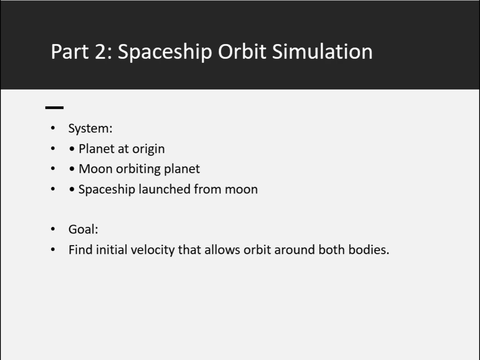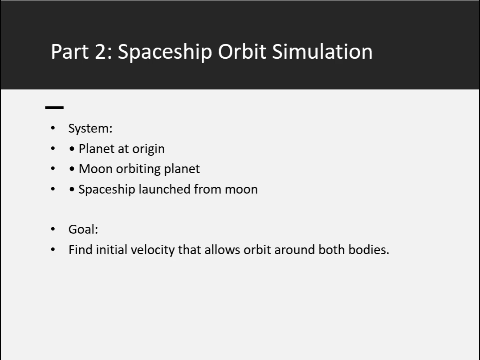Part 2. The spaceship orbiting simulation. In part 2, I simulated a system containing a planet, moon, and spaceship. The planet was fixed at the origin. The moon initially orbited the planet. The spaceship started slightly above the moon's surface. The computational model calculated the gravitational force between the moon and the planet, the spaceship and the moon, and the spaceship and the planet. Newton's second law was then used to update the velocity and position of the moon and spaceship at each time step.